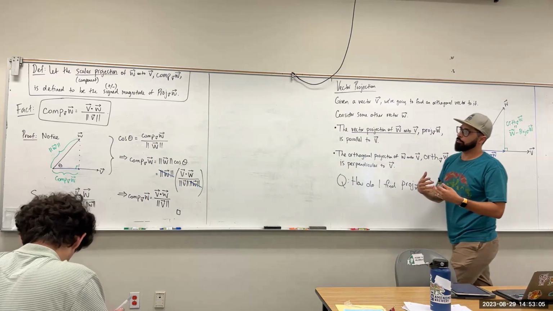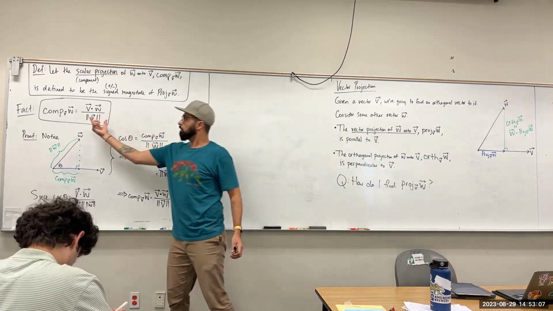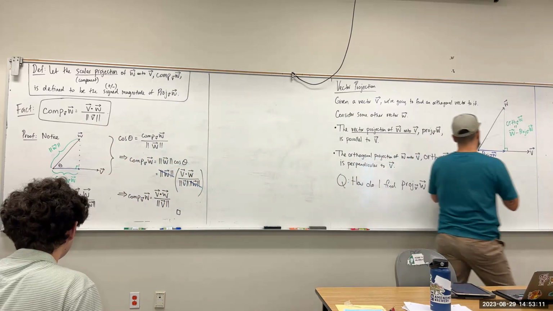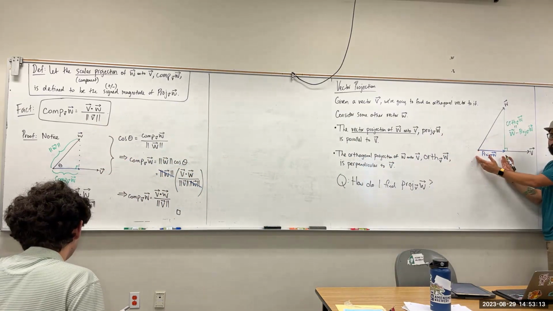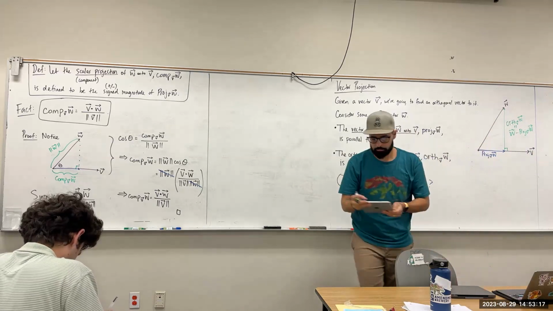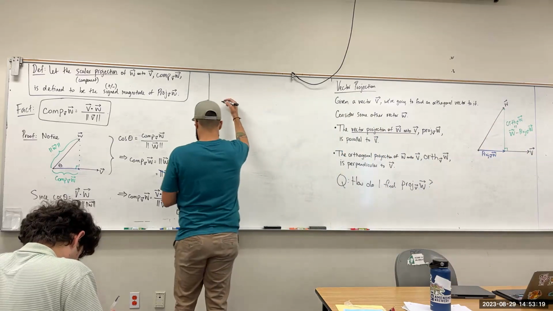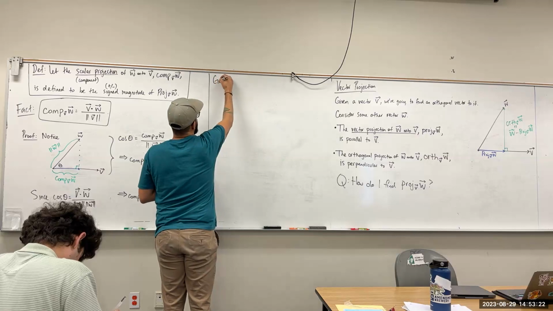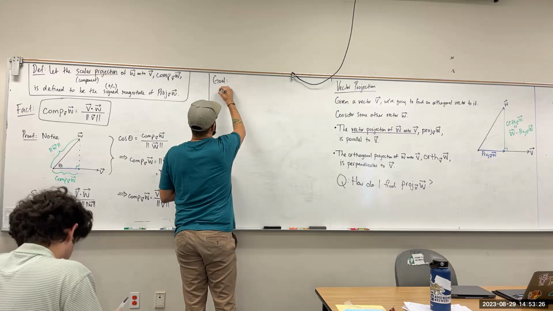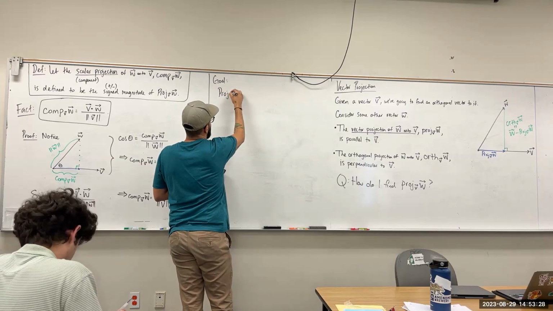So now I have a way of computing that length, just using V and W. But my goal though is to get the projection vector. Okay, that's my goal. I want to find what this guy's going to be.